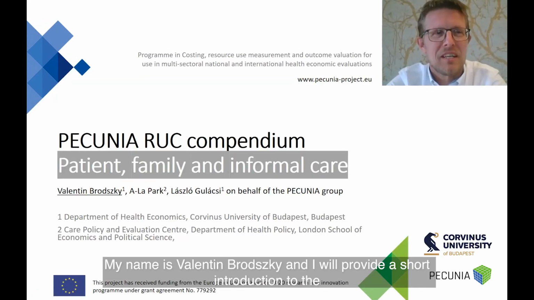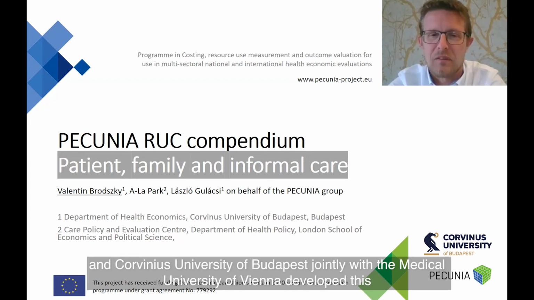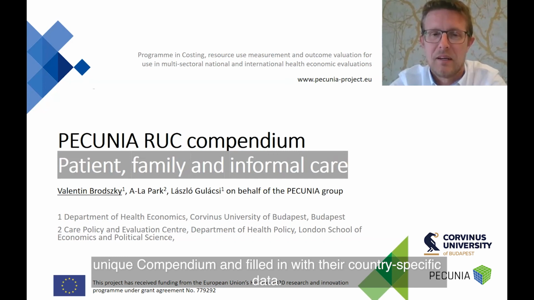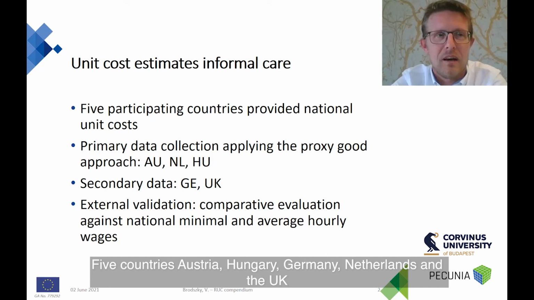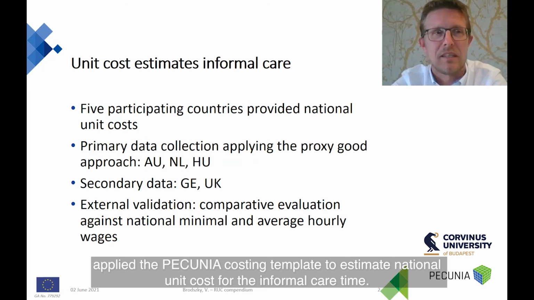Okay, so my name is Valentin Brodsky, and I will provide a short introduction to the PECUNIA Unit Cost Compendium for the patient and family domain. London School of Economics and Corvinus University of Budapest, jointly with the Medical University of Vienna, developed this Unit Cost Compendium and filled it in with the country-specific data. 5 countries, Austria, Hungary, Germany, Netherlands, and the UK, applied the PECUNIA costing template to estimate national unit cost for the informal care time.